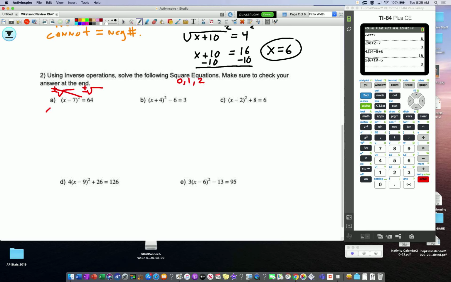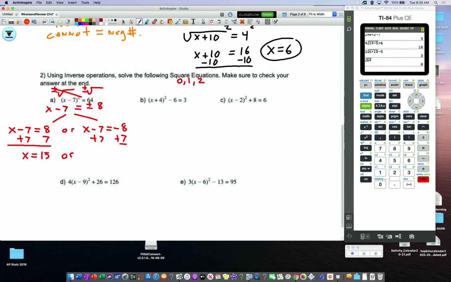So here it crosses out. So I have x minus 7 equals plus or minus the square root of 64. So I go square root 64, I get 8. So plus or minus 8. So now I have to write two equations. I have to write x minus 7 equals 8 or x minus 7 equals negative 8. So add 7, x equals 15, or add 7, x equals negative 1.